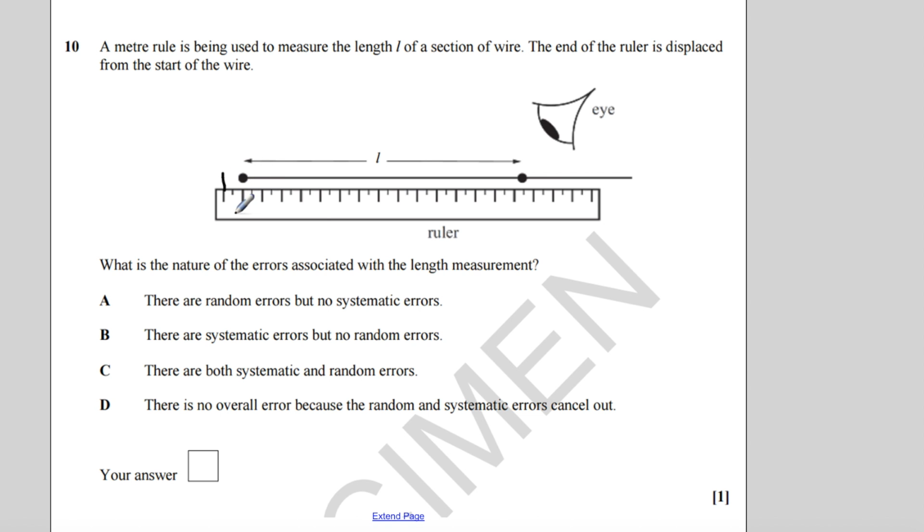So assuming these are, for argument's sake, centimeters, we're going to be 1 centimeter larger than we actually think, and that's just from this error going on here. We've also got a parallax error here, so I think the true value is somewhere about here, but where the eye is looking, we're getting an error.